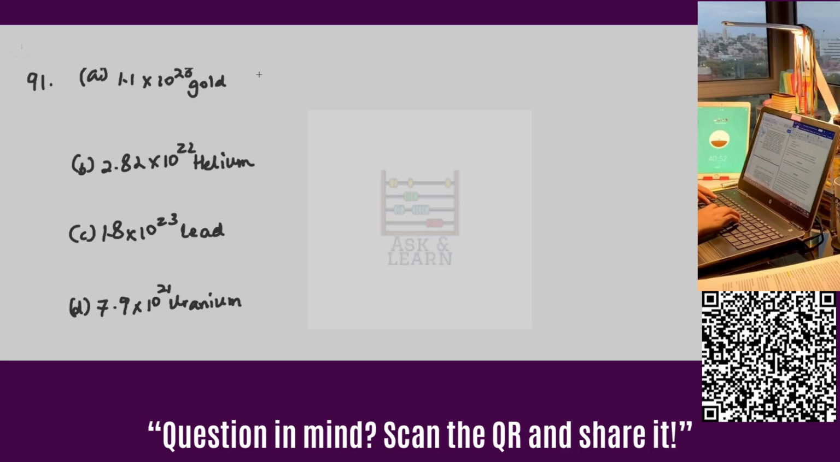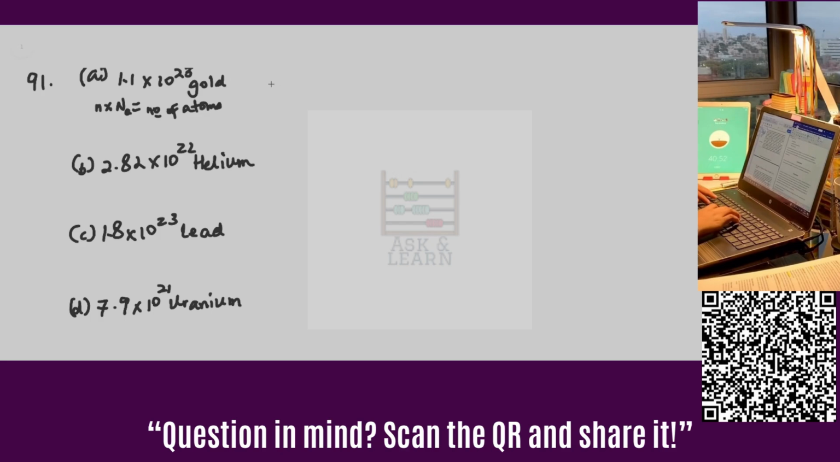Since we are given the number of atoms, we know that the number of moles times Avogadro's number gives you the number of atoms. The number of moles, which I'll represent by n, times Avogadro's number, which I'll represent by Na, gives the number of atoms. In order to determine n, we just have to divide the number of atoms by Avogadro's number. We've been given the number of atoms for each of these samples. Once we get the moles, we can then multiply by the molar mass to get the mass.